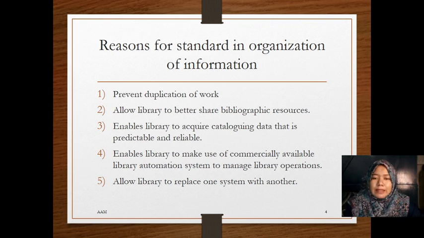And then it enables libraries to make use of commercially available library automation systems to manage library operations. We can just choose which type of library automation system we are going to use, and for the content we can find out if other libraries already have that particular item, so that we can just copy, compared to if we have our own system. Then only we can use that system and its content, but we cannot share with others, for example, if we make it restricted to ourselves.